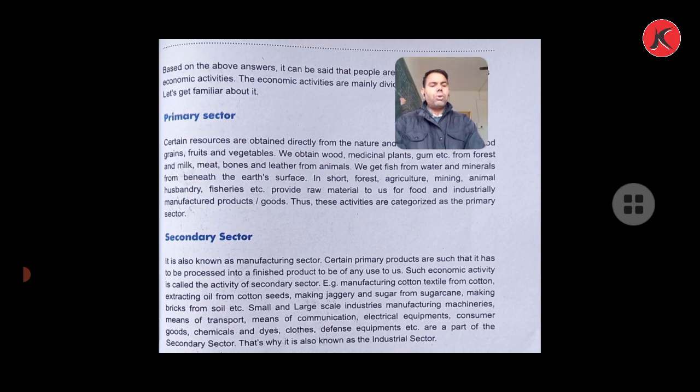In short, forests, agriculture, mines, animal husbandry, fisheries, etc. provide raw material to us for food and for industrially manufactured products or goods. These activities are categorized as the primary sector. So in short, students, in the primary sector we get everything directly from the prime base.